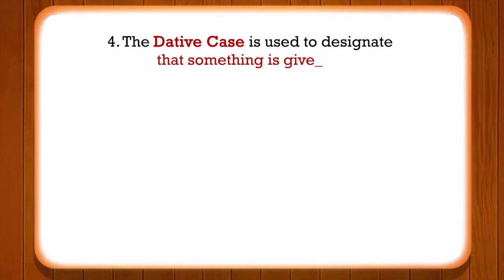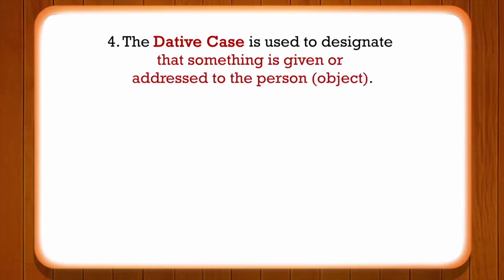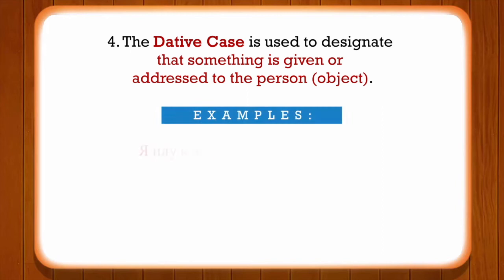Now let's go to the case which is known as the dative case. Dative case or datelny padezh, it is used to designate something which is given or addressed to the person or object. How do we understand such case? Let's see some examples. Я иду к врачу. I am going to whom? I am going to the doctor. So vrach changes into vrachu.